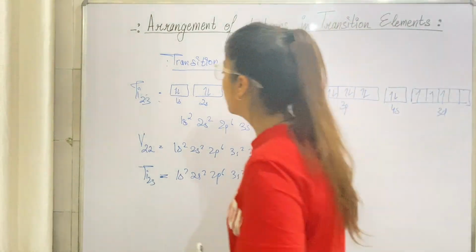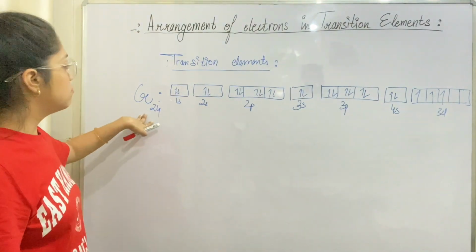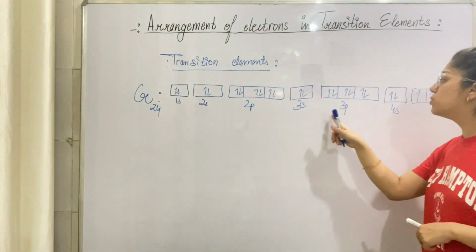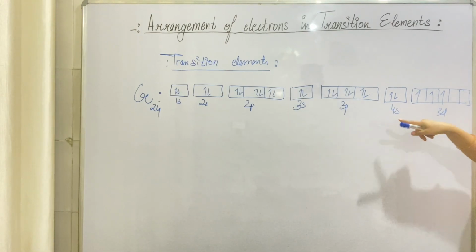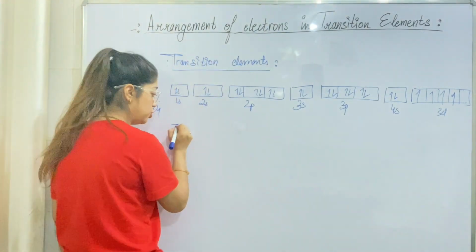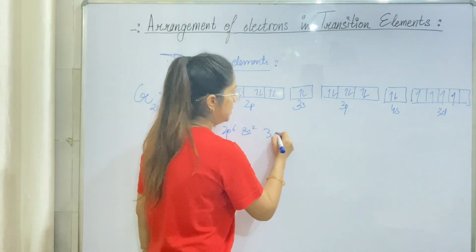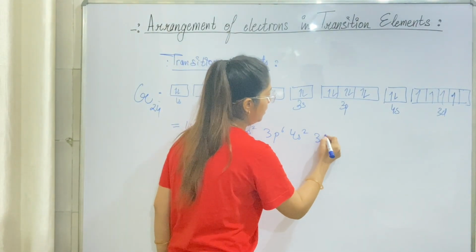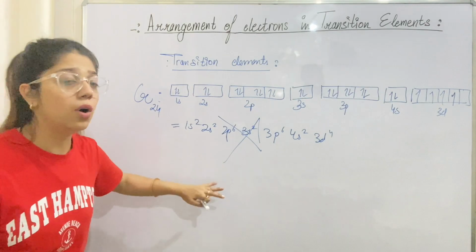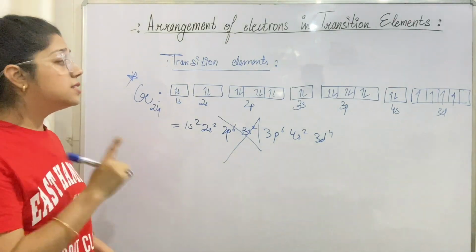Clear everybody? So if we start with chromium, which has atomic number 24, then again 18 electrons will be filled here, 1s2, 2s2, 2p6, 3s2, 3p6 and then 4s2. So for 24 it can be 3d4, right? So the configuration should be 1s2, 2s2, 2p6, 3s2, 3p6, 4s2 and 3d4, right? This is going to be the configuration, but no, this is absolutely wrong. This is not going to be the configuration for chromium. This is an exception. Okay, listen to me very, very carefully.